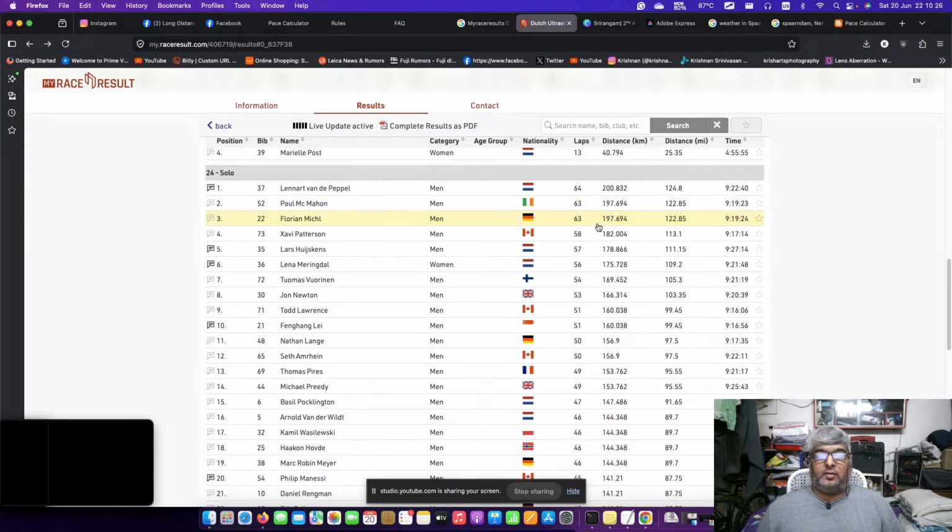So Paul McMahon, Florian Mitchell, Xavi Patterson. 100 miles is 160 point some kilometers. Okay, so people who have done more than 160 kilometers have done 100 miles. So Lars Hukins, okay, you can find the miles and distance over here. Lena Merindel, she has done 100 miles. Congratulations, Lena. 175.728 kilometers. This is her first Dutch roller skate where she is going over this distance.